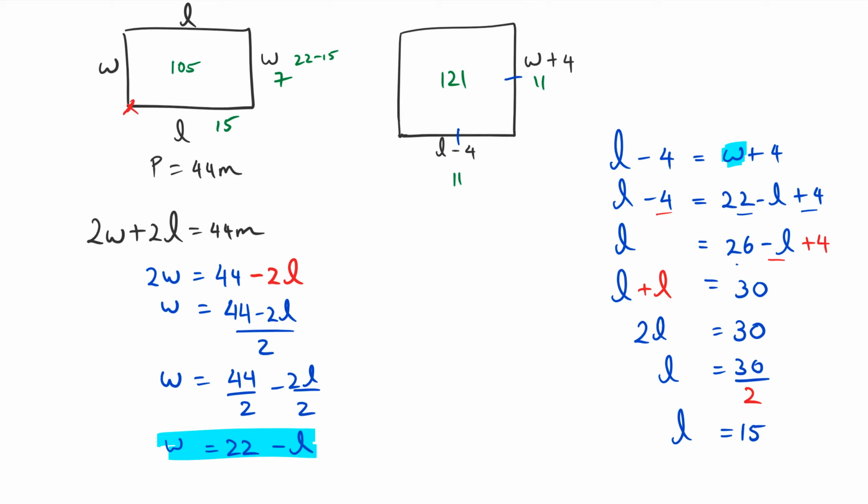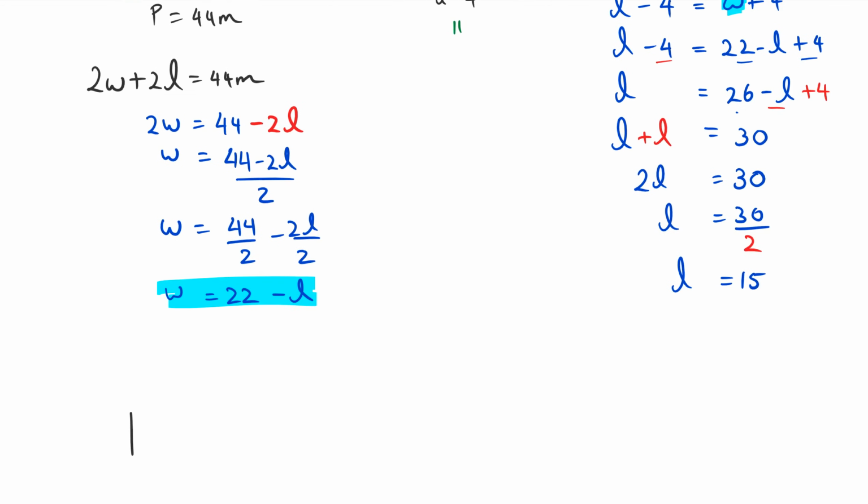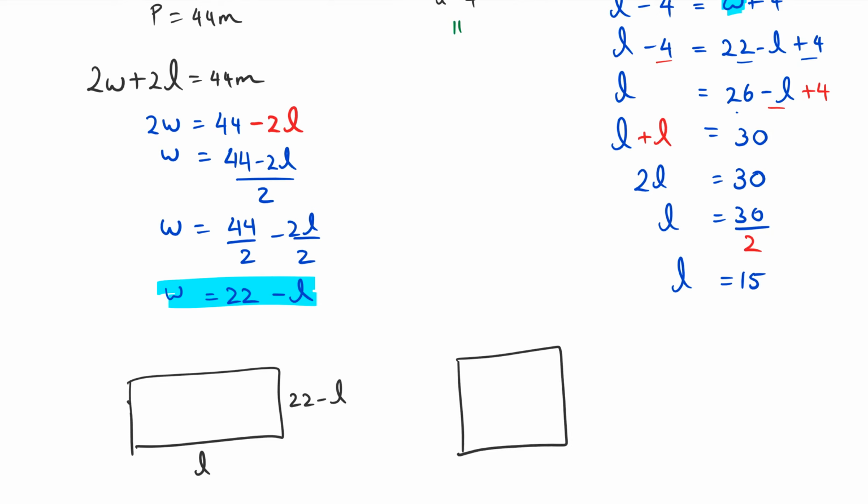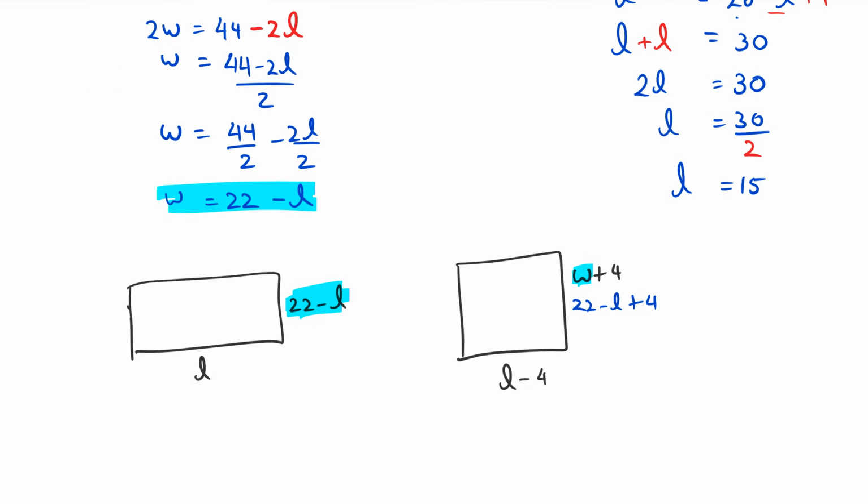So one of the other ideas that I kind of messed around with was this. Now if you look at my rectangle, you've got length and then 22 minus length. Then as for the square, you've actually got L minus 4 and W plus 4. Now since I figured out that W equals 22 minus L, I'm going to replace this W with 22 minus L plus 4. Just bear with me on this and I'll show you guys how this actually works out.